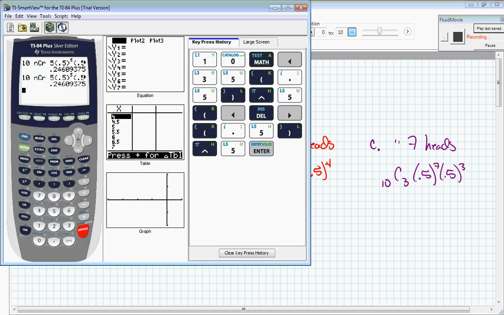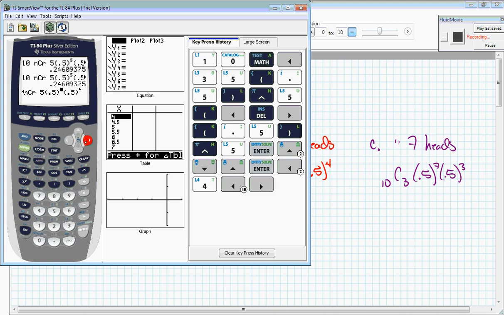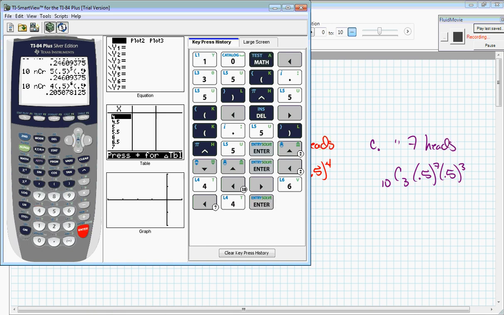For part B, we would do the same thing, except this would be 0.5 raised to the 6th, and this would be raised to the 4th. And this would be 4. And that would give us approximately 21%.